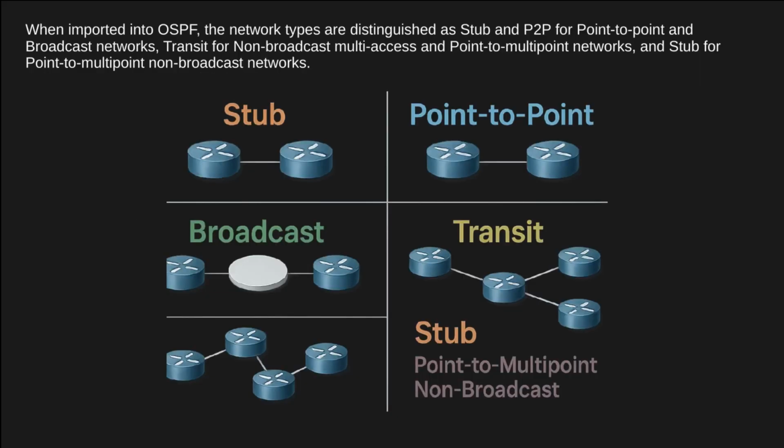When imported into OSPF, the network types are distinguished as stub and P2P for point-to-point and broadcast networks, transit for non-broadcast multi-access and point-to-multipoint networks, and stub for point-to-multipoint non-broadcast networks.